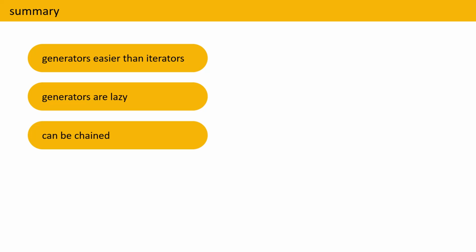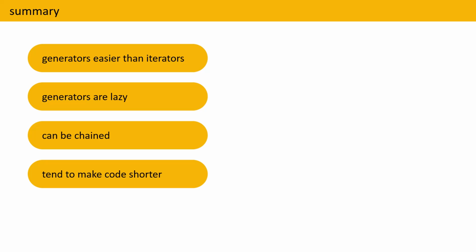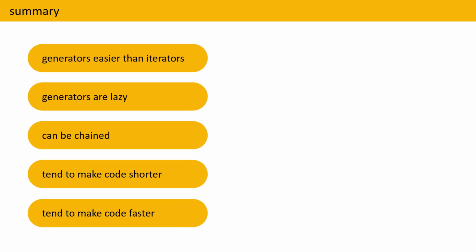Generators can be chained, and the entire chain of generators or iterators is lazy, which enables the processing of data too large to fit in memory. Generators tend to make code shorter, since the accumulation of results, typically in list, is replaced by a yield statement. And finally, while generators are slower than for loops or list expressions for simple operations, for many real-world problems that involve more complex operations, generators tend to be faster overall, since they are lazy.